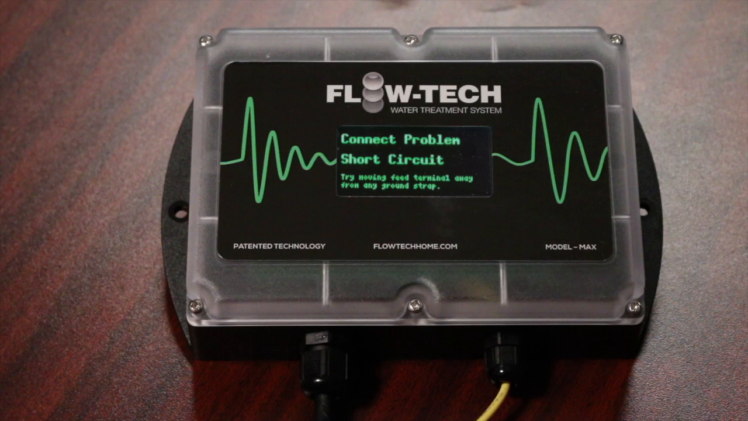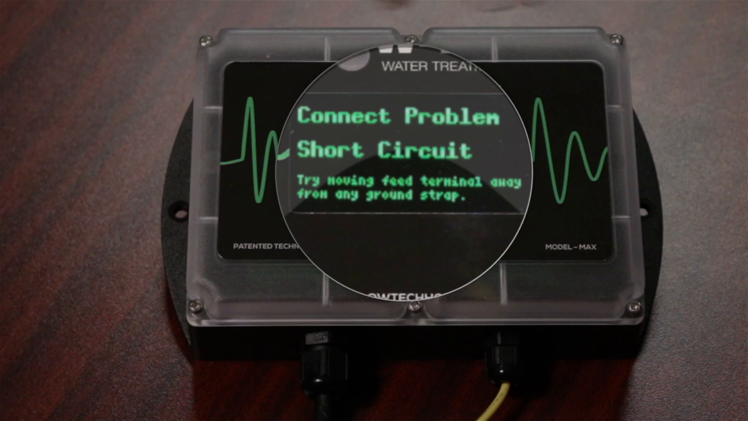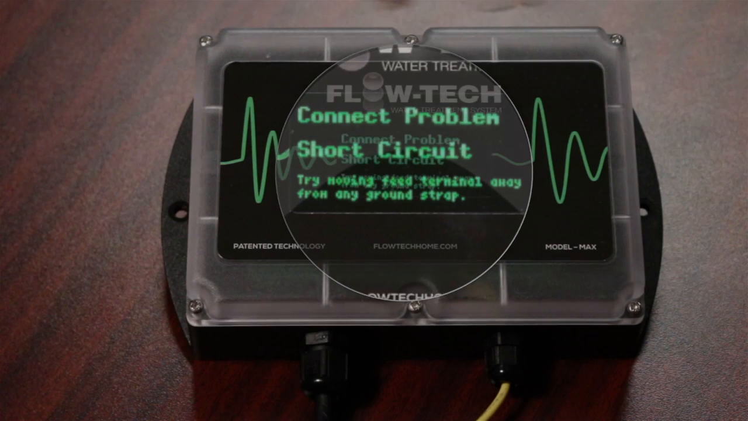After 10 seconds, the unit restarts power up test to see if the condition has been corrected, and if it can cope by adjusting the supply voltage. If not, check wiring to be sure it is not coiled. If wire is not coiled, try moving the feed signal wire away from any ground wire or strap.